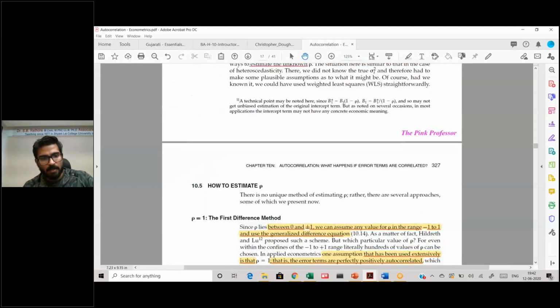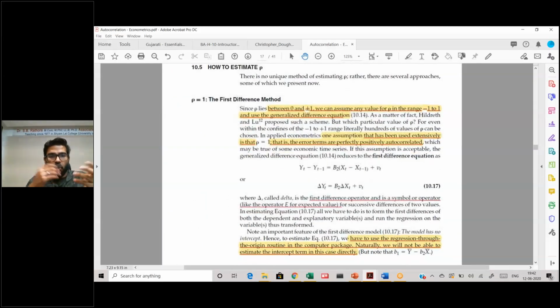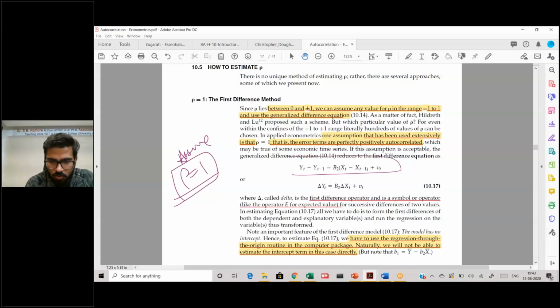Then the last part: suppose you do not know rho, then you can take the first difference. You can assume rho equal to 1. As I told you, in most econometric data, rho is equal to 1, you have positive autocorrelation. So you just subtract these two and you will get this particular regression line. Remember, you don't have any intercept term, therefore this is a regression through origin.